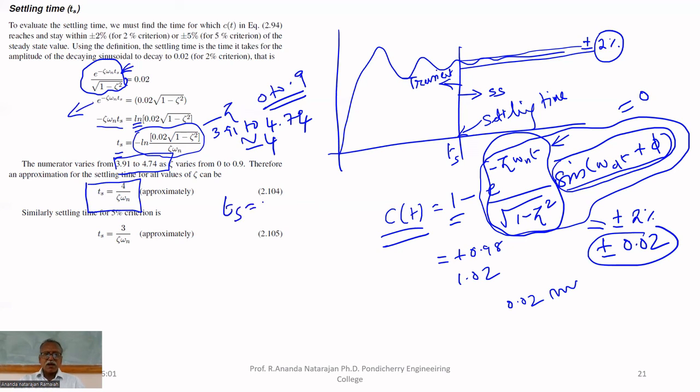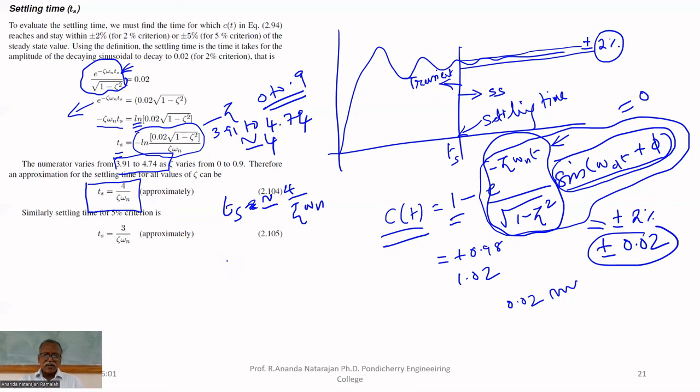Settling time Ts is approximately equal to 4 upon zeta omega n, because the numerator value varies from 3.91 to 4.74 as zeta varies from above 0 to below 0.9. So in that case, this can be approximated to 4 upon zeta omega n.